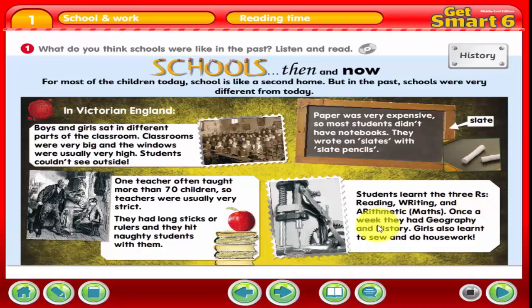Once a week مرة في الأسبوع they had geography and history. مرة واحدة في الأسبوع بيدرسوا جغرافيا وتاريخ اللي هي الاجتماعيات. Girls also learned to sew and do housework. أيضا البنات كانوا يتعلموا كيف يخيطوا الملابس ويقوموا بأعمال المنزل.